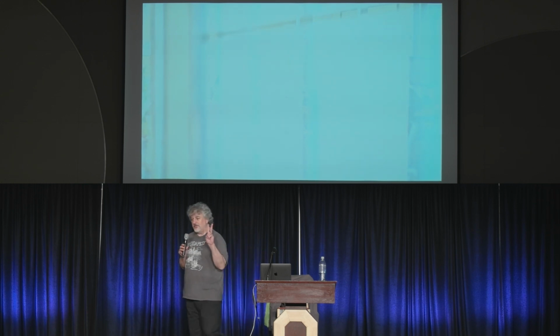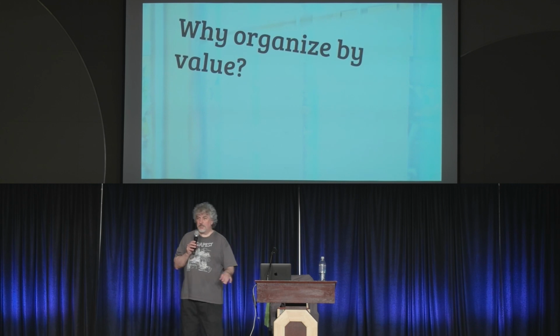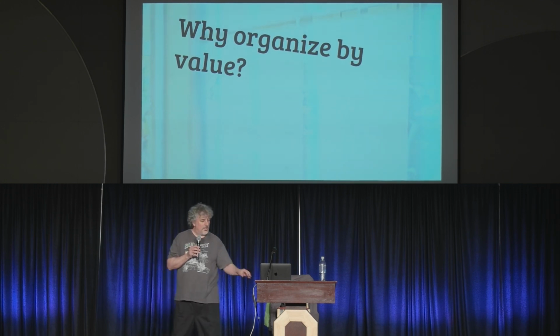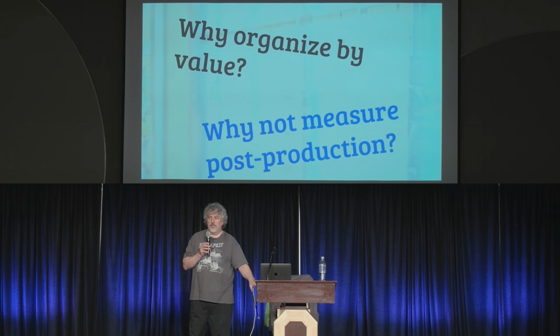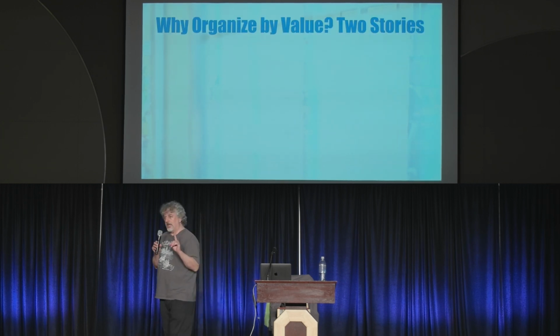So I feel like I owe you two explanations. One is, if we're to move towards thick ROI and not the extremes, why should we organize by value? And then the second is, why not measure post-production? Yes, it's a lot of work, but isn't it worth it to know that we really achieved the value that we said we would? Okay, so I'll attack each one of these.